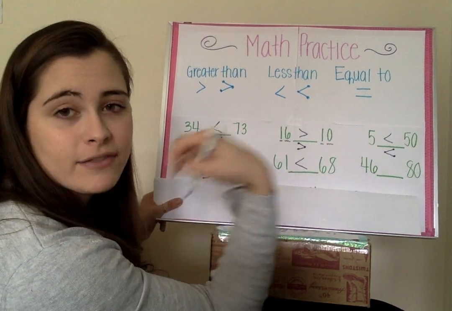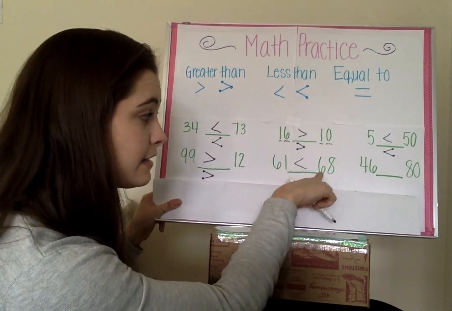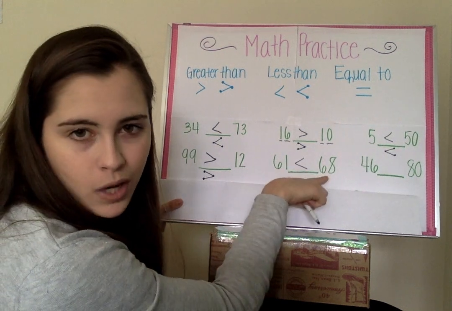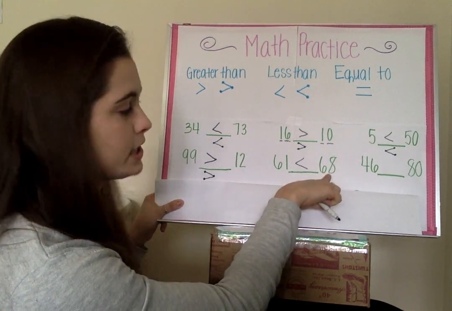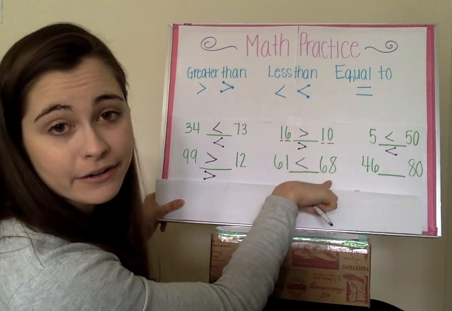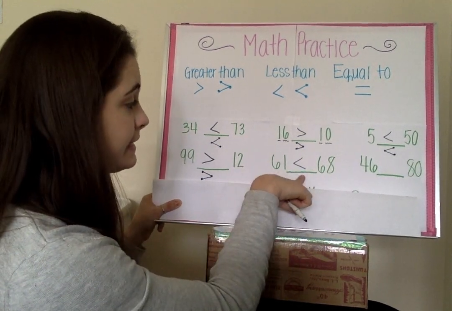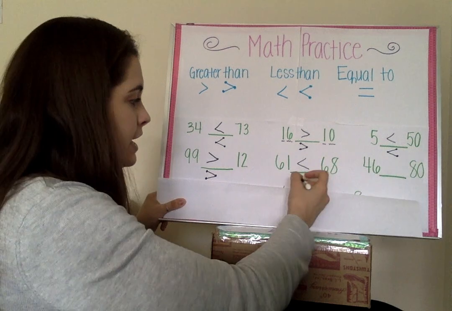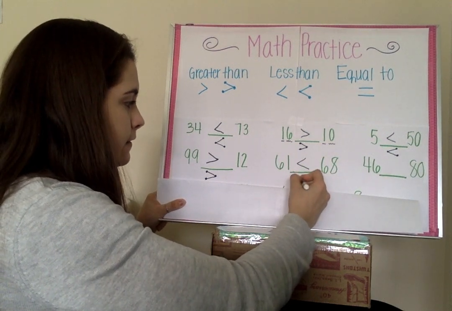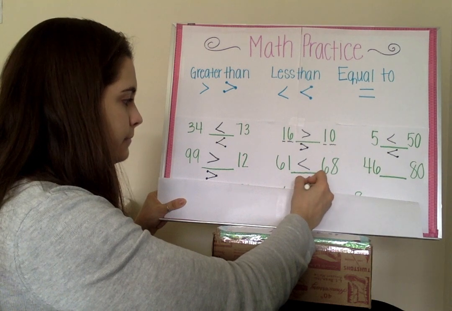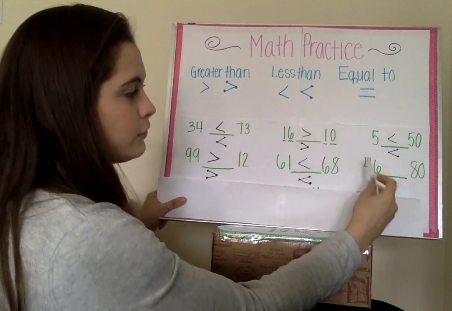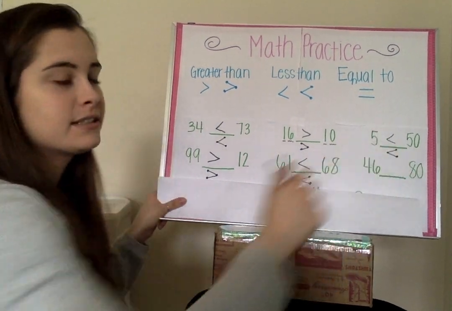Because even though they have the same number of tens, they have a different number of ones. 61 has 1 one, 68 has 8 ones. So 68 is the bigger number. So we'd say 61 is less than 68. If we're using dots, we would only have 1 dot facing 61 because it's the smaller number.